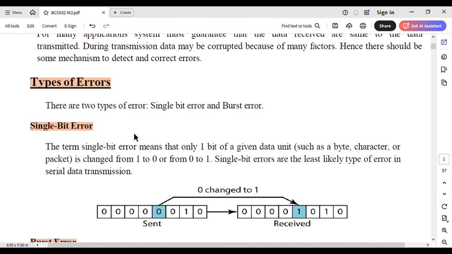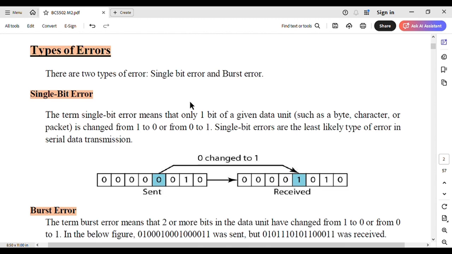In general, two different types of errors are present. The first is the single bit error, and the second is the burst error. Under the burst error, which is a group, we will discuss it second, but first we need to discuss the single bit error. The single bit error is indicated by the name itself: single bit. If there is any change within a single bit of the data we have sent, that is considered a single bit error.